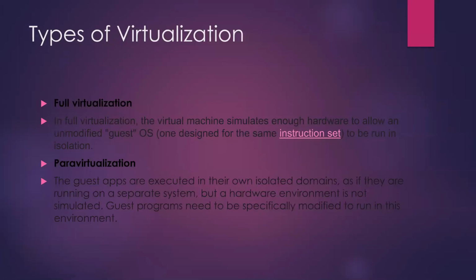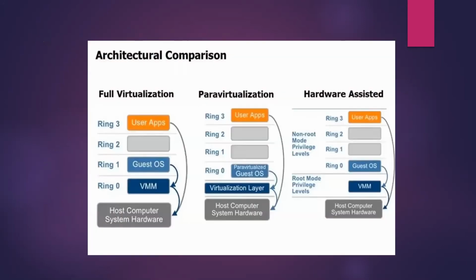And there are two types of virtualization: full virtualization and para-virtualization. In full virtualization, the virtual machine simulates enough hardware to allow an unmodified guest operating system, which is designed for the same instruction set, to be run in isolation. And in para-virtualization, the guest apps are executed in their own isolated domains as if they are running on a separate system, but a hardware environment is not simulated. Guest programs need to be specially modified to run in this environment.